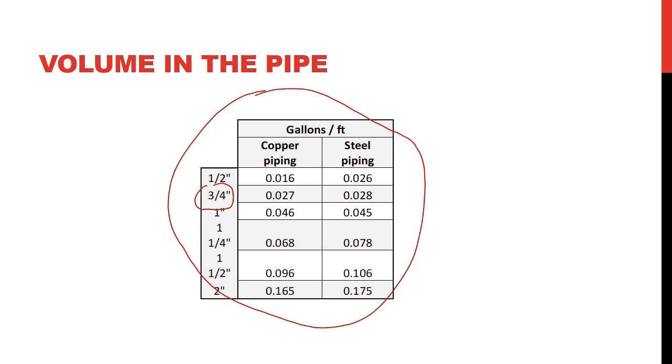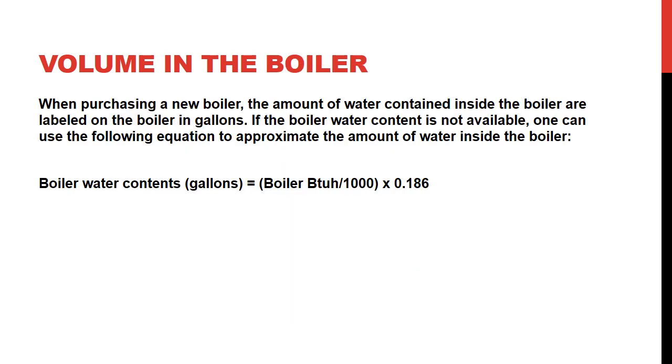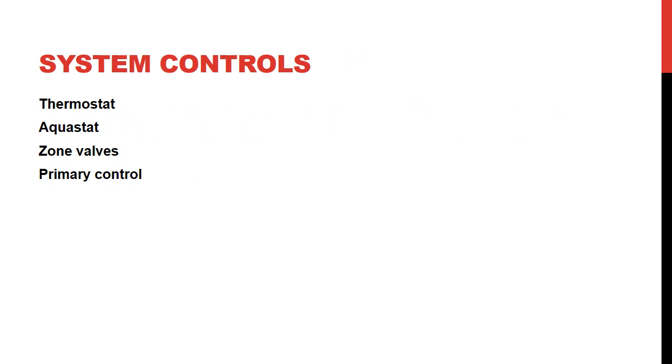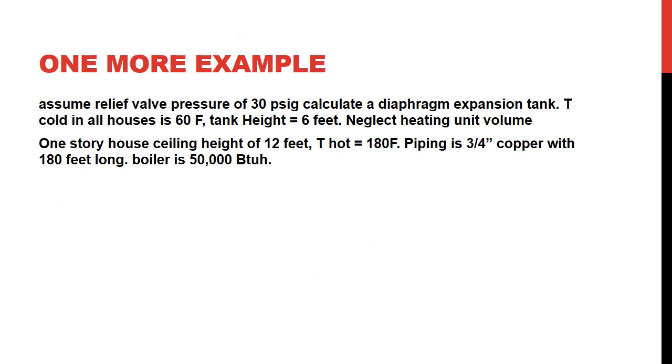If it's copper, it's going to be this much per foot. If it's steel, it's going to be this much per foot. So we're going to find the total length of the pipe and multiply that by the gallons of water. Those are the components that you're going to use for your system volume sheet. This is basically the system control you will need to put in your system, and we have covered this in the combustion controls form. Okay.